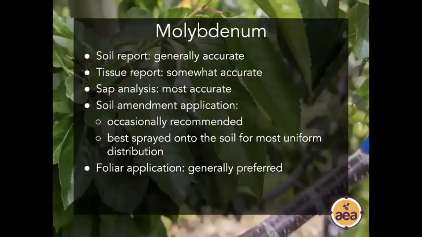When we look at molybdenum, soil reports and tissue reports are both somewhat accurate. Molybdenum is an anion like nitrate, nitrogen, sulfur and boron, so it leaches out of the soil profile. It's extremely available at high pHs, and we occasionally recommend it to be applied to soil. And again, we're looking at very small amounts, grams or ounces per acre, and we really prefer to see it applied as a foliar application because then we know that it gets into the rhizosphere.